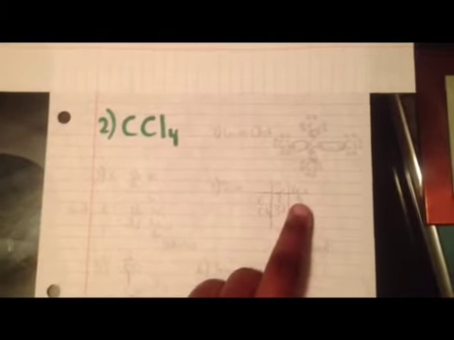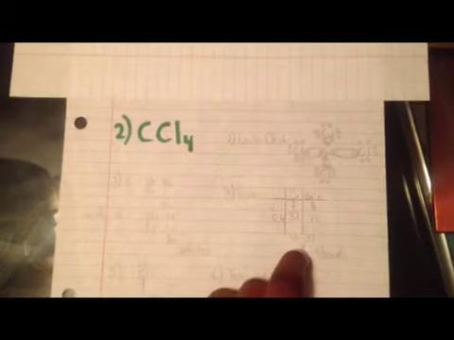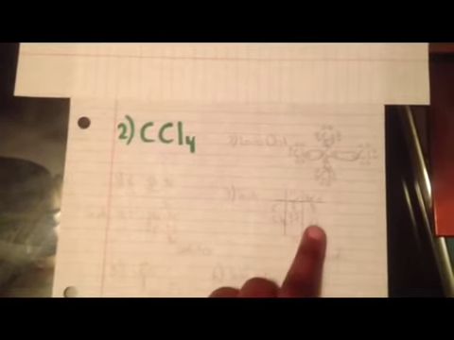In the table, you see that it needs 8 to be happy. Cl, since there's 4 of them, needs 32. Valence electrons, there are 4 around C and 28 around Cl because 7 times 4 is 28. 40 minus 32, you add these up and add those up and subtract them. 8 divided by 2 equals 4 bonds, which you see that we have.